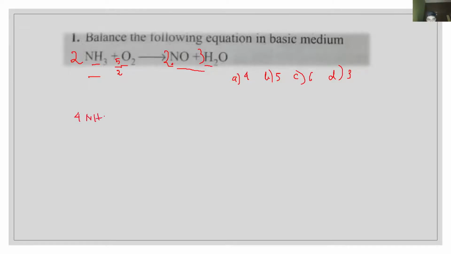4 NH3 plus 5 O2 gives 4 NO plus 6 H2O. This is a very important reaction of Ostwald's process, so the answer is 5, means option B.